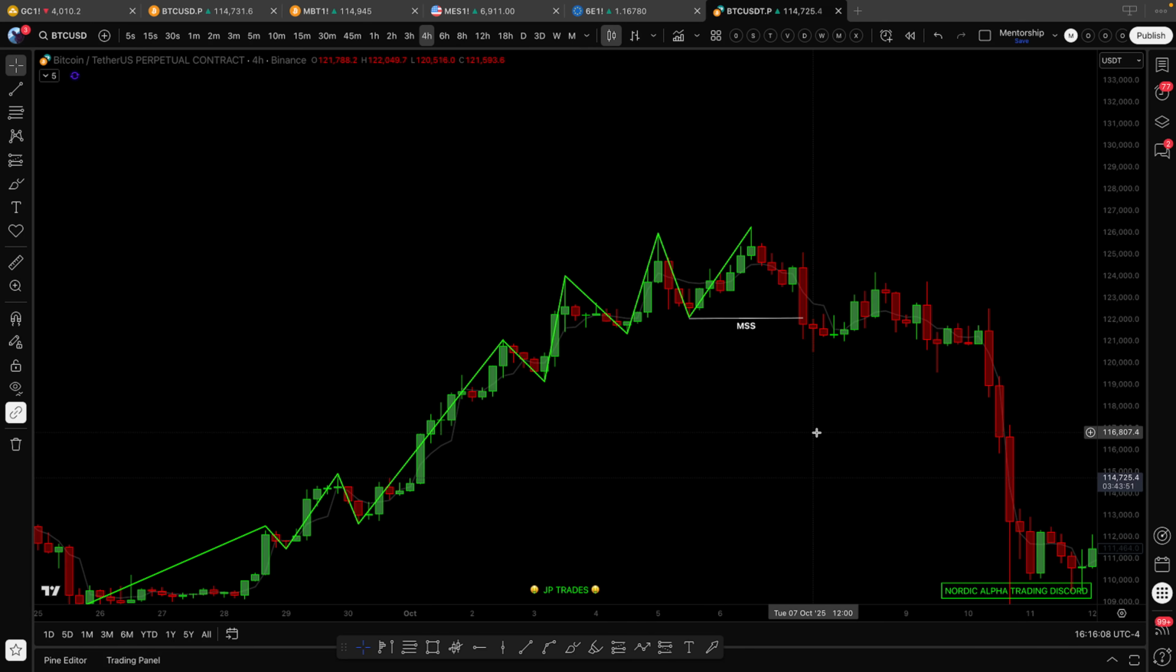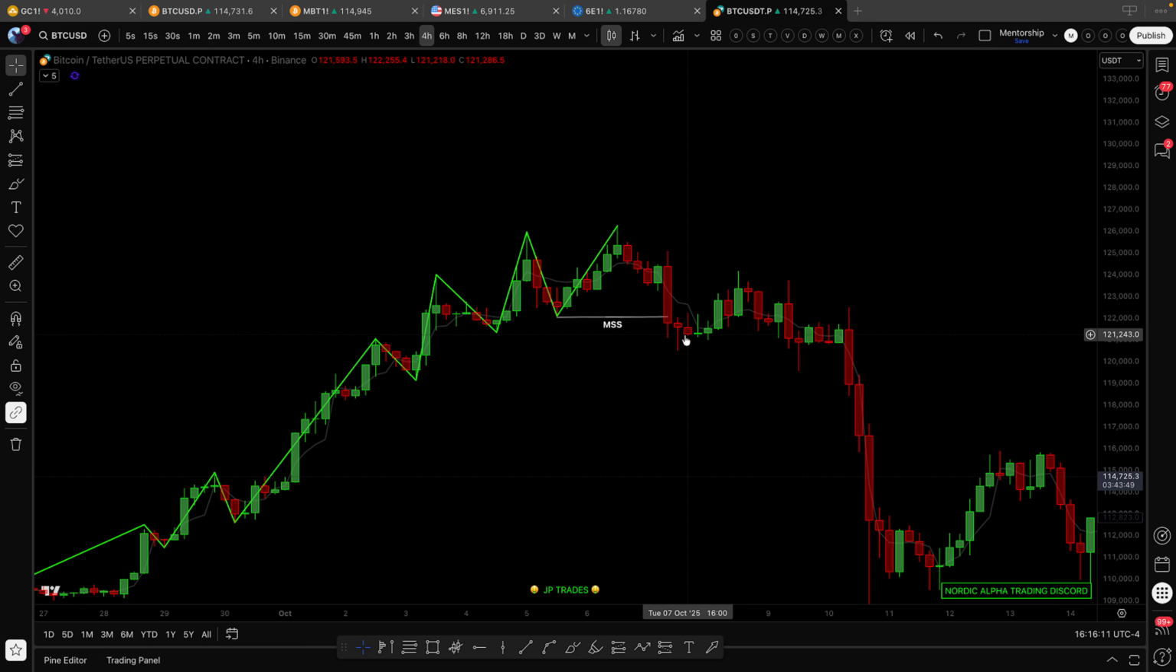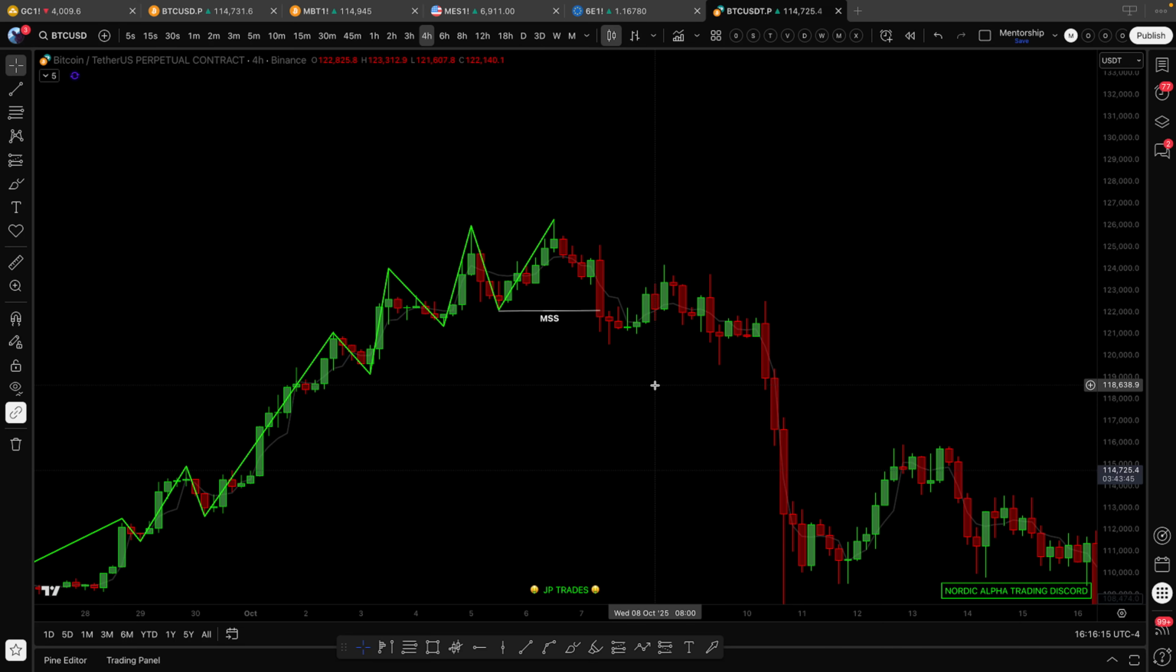So now, once you have a market structure shift, you know that the uptrend is over with. So what do we look for now? We look for our low, followed by this time two up candles, two green candles. Remember, in the uptrend, we were looking for two red candles, but in the downtrend, we're looking for two green consecutive candles. The second one must be trading above the first one.